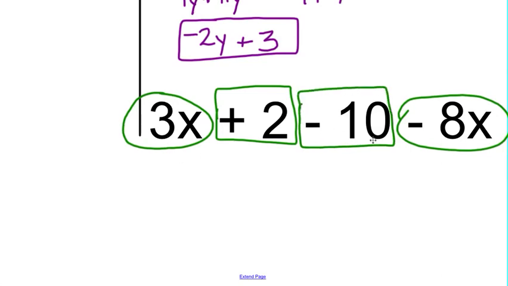Now I'm going to combine my circles. I'm going to put them both together. So I have 3x minus 8x. And I have a positive 2 minus 10. Tick, tock. Tells me, let's see, I have 3 positives, 8 negatives. Negatives are going to win. 8 is 5 more than 3, so it's going to be a negative 5x.